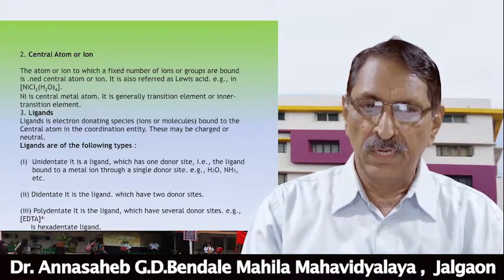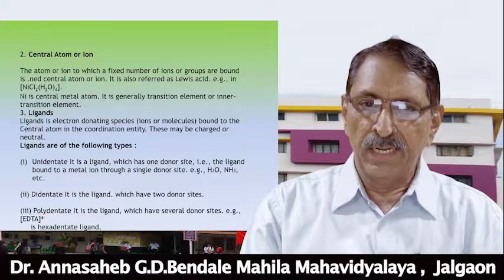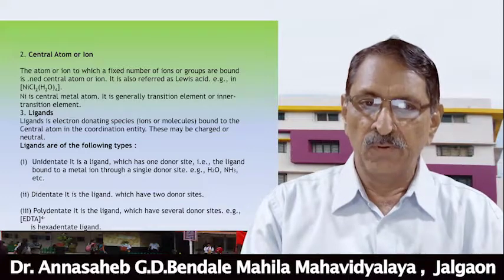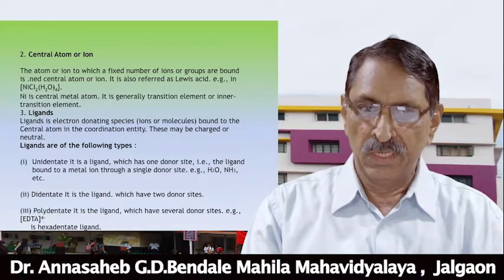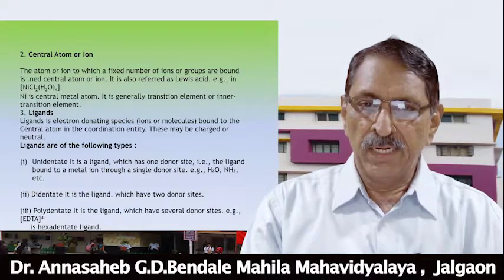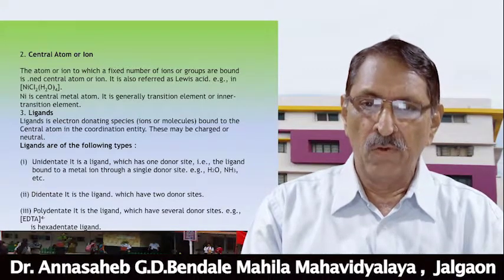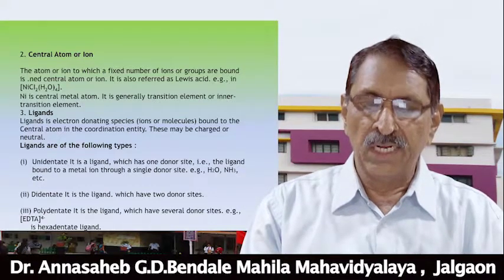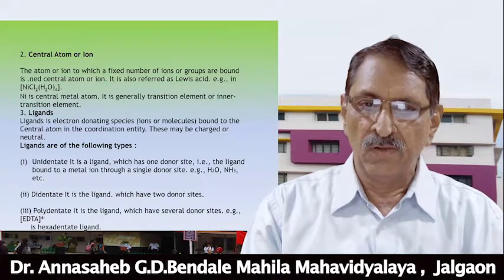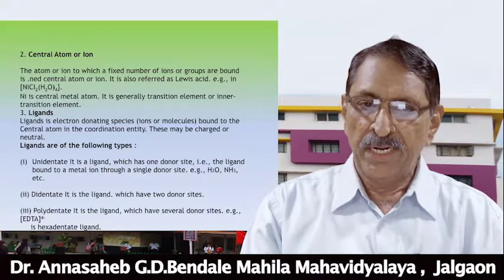While the second type of ligand is bidentate ligands, which have two donor sites, that is, it can join to the metal ion from two sides, therefore it is called bidentate ligands. Now, the third ligand is the polydentate or multidentate ligands. These ligands have several donor sites, that is, two or more donor sites, and can join to the metal ion from two or more sides, therefore it is called multidentate ligands, and the best example of this is the EDTA ligand.